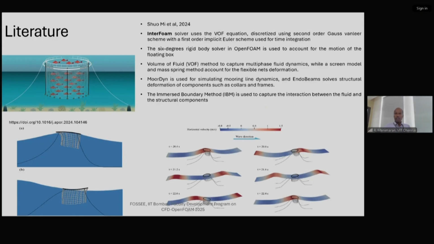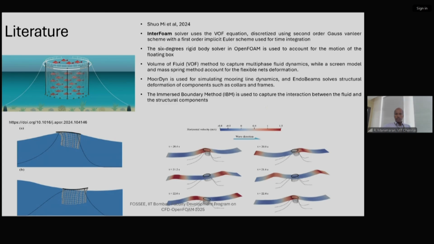They have extended it to use the Gauss Van Leer scheme with the first-order implicit Euler scheme for time integration. The six-degrees-of-freedom rigid body solver is used with interFoam using overset grids, and VOF is used to capture the multiphase fluid dynamics, and they integrated this with the screen model and the mass-spring method for the flexible deformation.